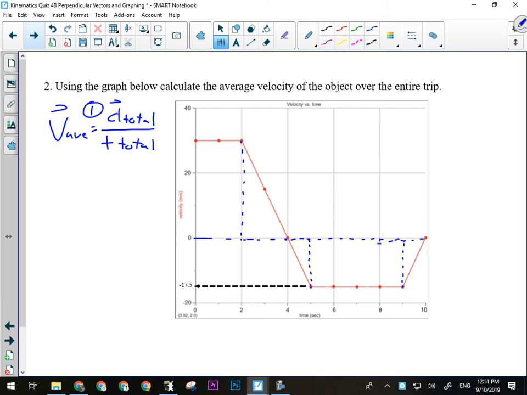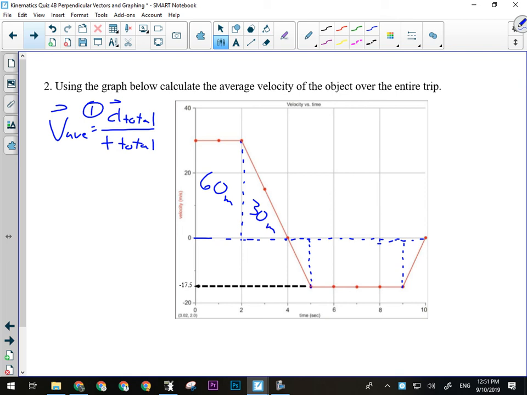for this question. All right, so for our first rectangle here, it's 30 high by 2 wide, so that's 60. Okay, this triangle is exactly half of that. It's 30 high by 2 wide, but it's only a triangle, so 30 meters.